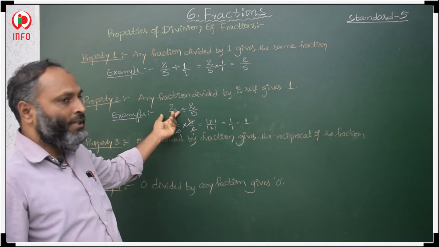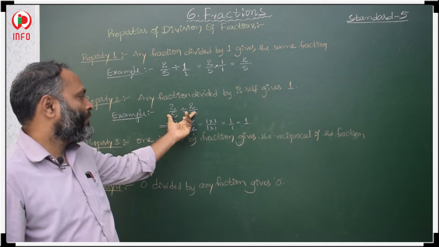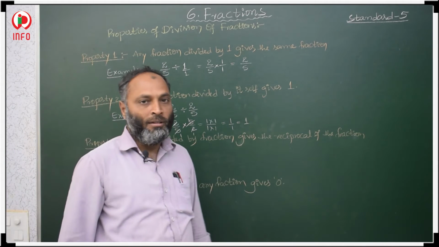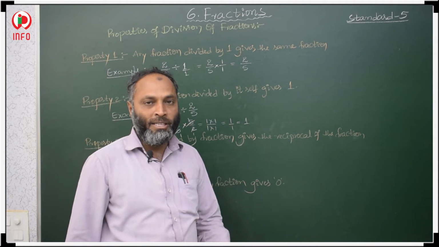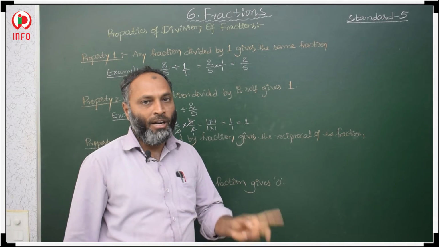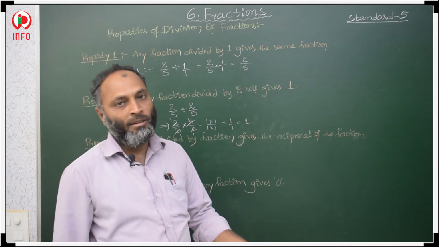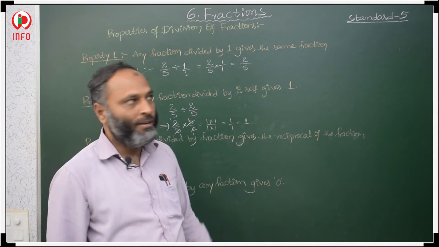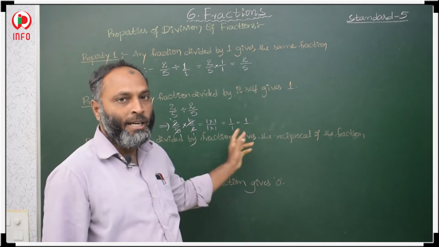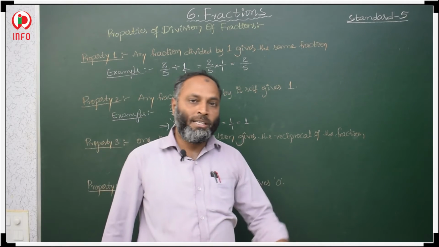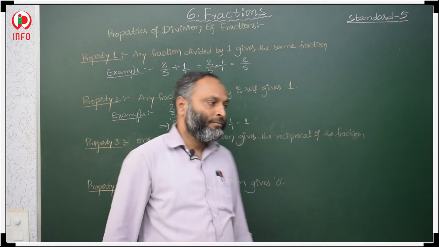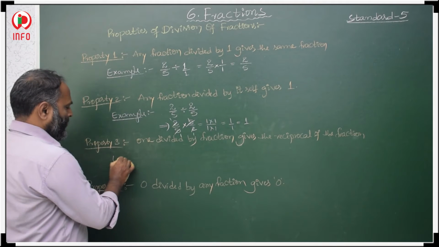If any fraction is divided by itself, the answer is 1. If any fraction is divided by 1, the answer is the fraction itself. That is our first property. The second: any fraction divided by itself, the answer is 1. Next, an example.